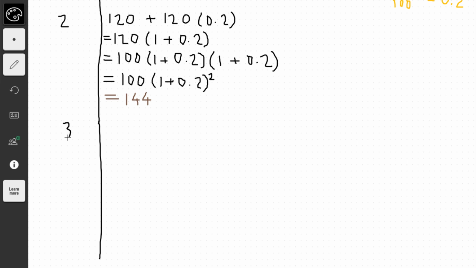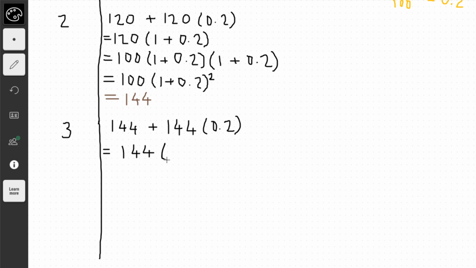We're going to say this is year 3, and we're going to have 144, the amount that already existed, plus 144 times 0.2, because it's 20%. So it's basically the interest that we're getting. This is the original amount over here, and this is the interest over here. Okay, great.